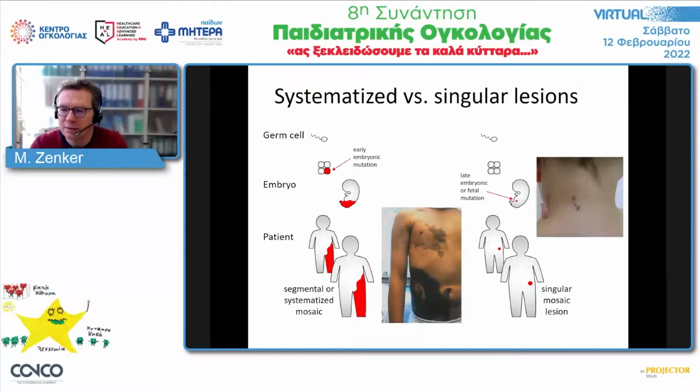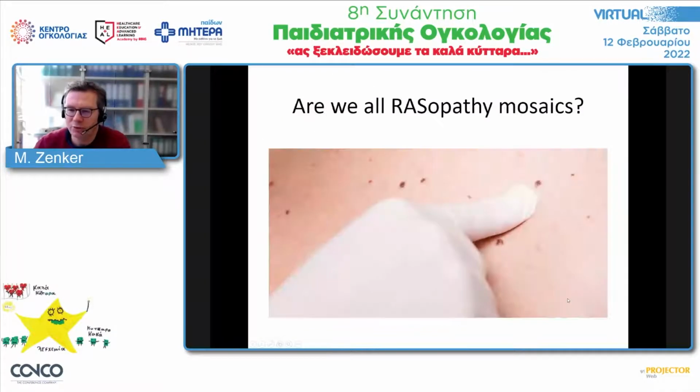So it seems that the critical point for the extent of such a mosaic rasopathy is the timing of the mutation, and if we have an earlier event, we get a more systematized distribution, and a late event will probably result in only a single lesion with these characteristics. And you can, of course, ask, are we all rasopathy mosaics? If you look at your skin, you will find so many of these dark brownish macules, and I can guarantee you that every one of these macules has a RAS pathway mutation, mostly BRAF.